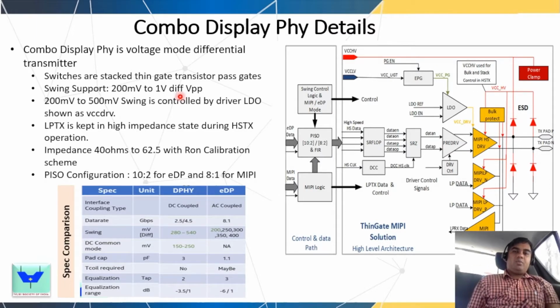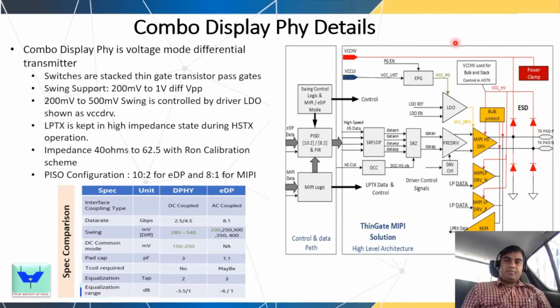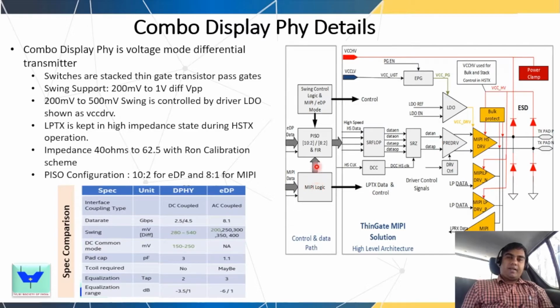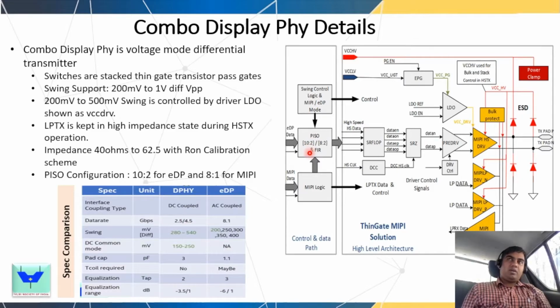Going into more detail, the combo display PHY transmitter data path is as shown here. From the controller path, you have eDP data coming from the display controller and MIPI data coming from the MIPI controller. There is some synchronization logic which needs to be implemented for MIPI, and that is implemented here. Then the final data comes to this PSO, which is a parallel in serial out. It converts 10 bits of data into 2 in the case of eDP, because the interface is 10 bit for eDP, whereas for MIPI it is 8 bit. You can configure this softly to act like a 10:2 or an 8:2 PSO. And then for the eDP case, we definitely require a FIR.